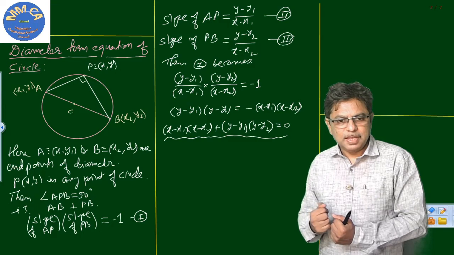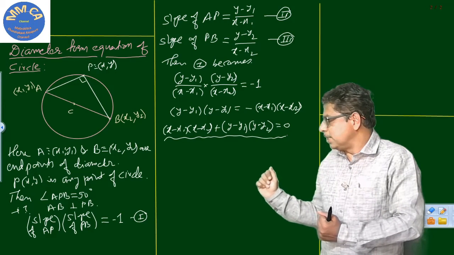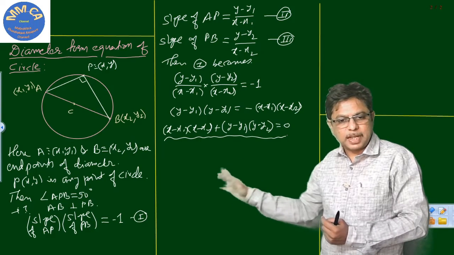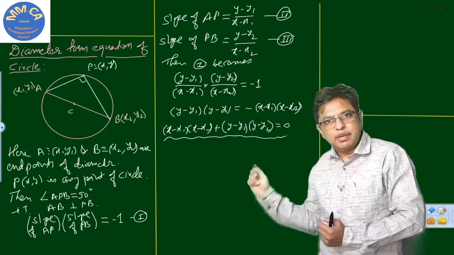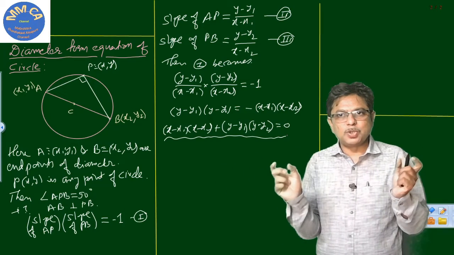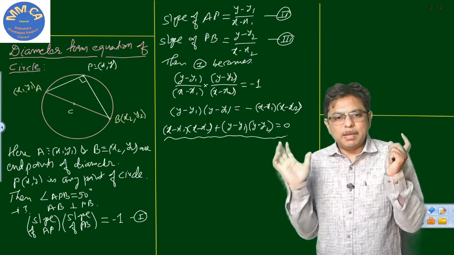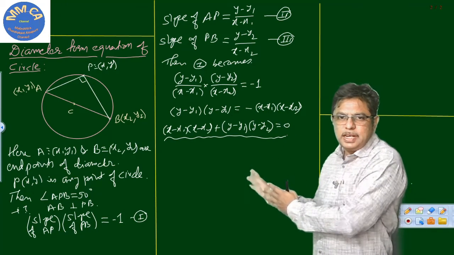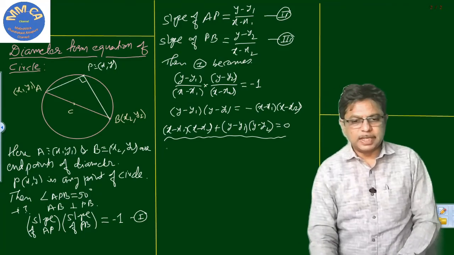Now see the beauty of this equation. The second terms in the first brackets in both terms are x1 and y1. The second terms in the second brackets in both terms are x2 and y2. So (x1, y1) and (x2, y2) are the endpoints of the diameter. If only their coordinates are known, just put those values there and get the equation. Let's see an example here.